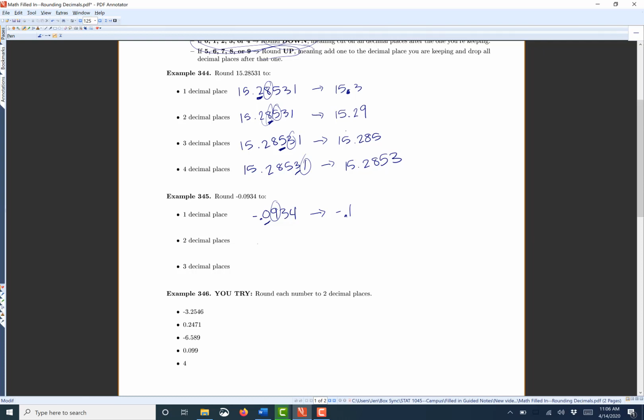For 2 decimal places, negative 0.0934. We want to keep this place, so we look at a 3. A 3 means round down, so just keep it negative 0.09. And for 3 decimal places, we look at the 4. 4 is small, so round down, so negative 0.093.